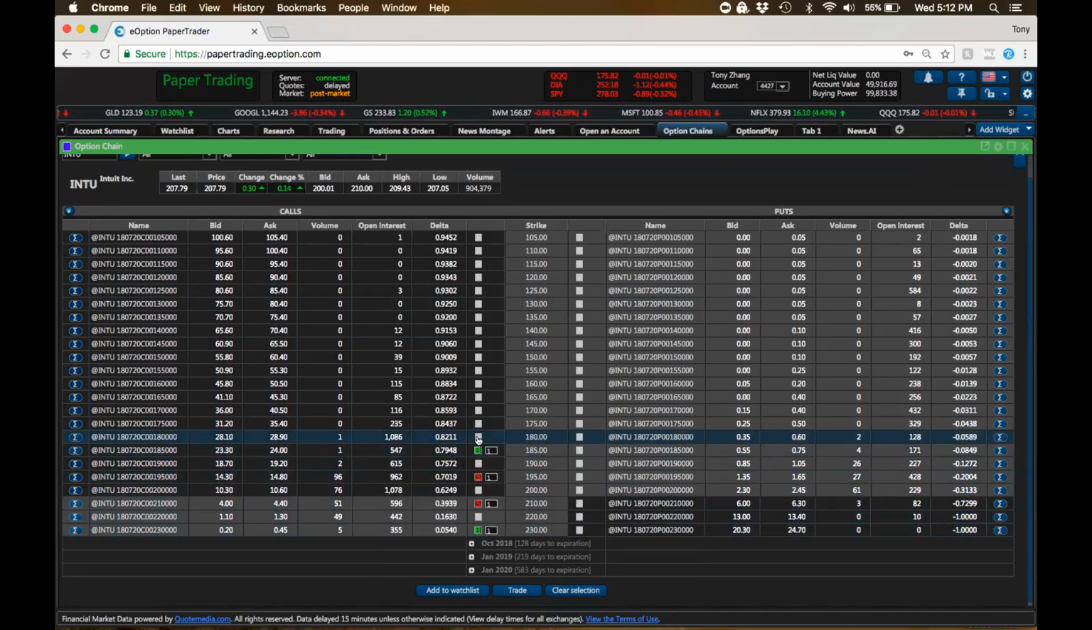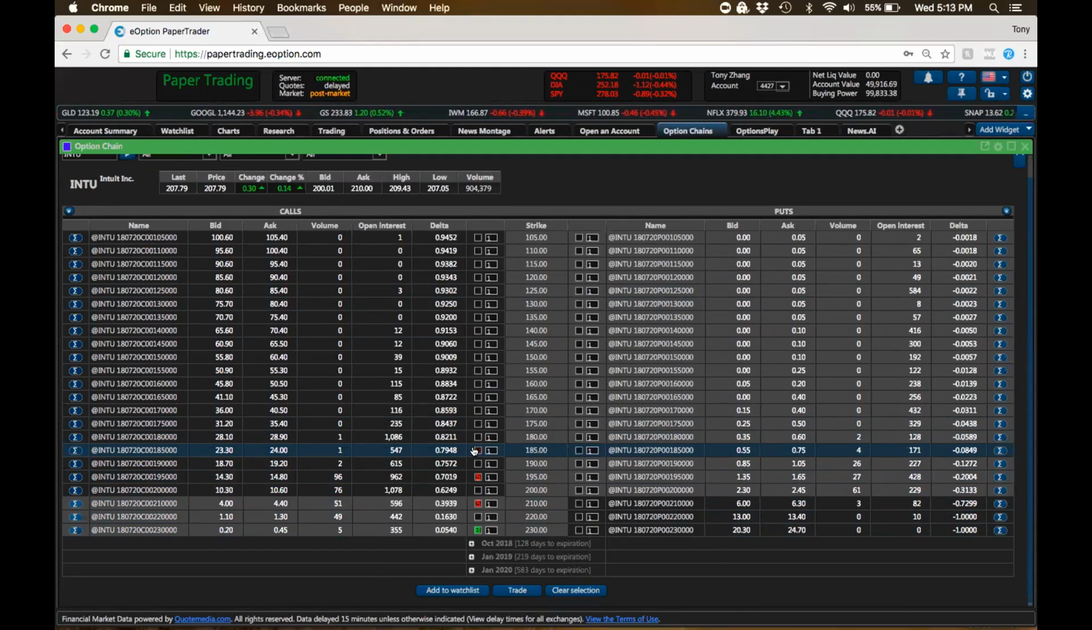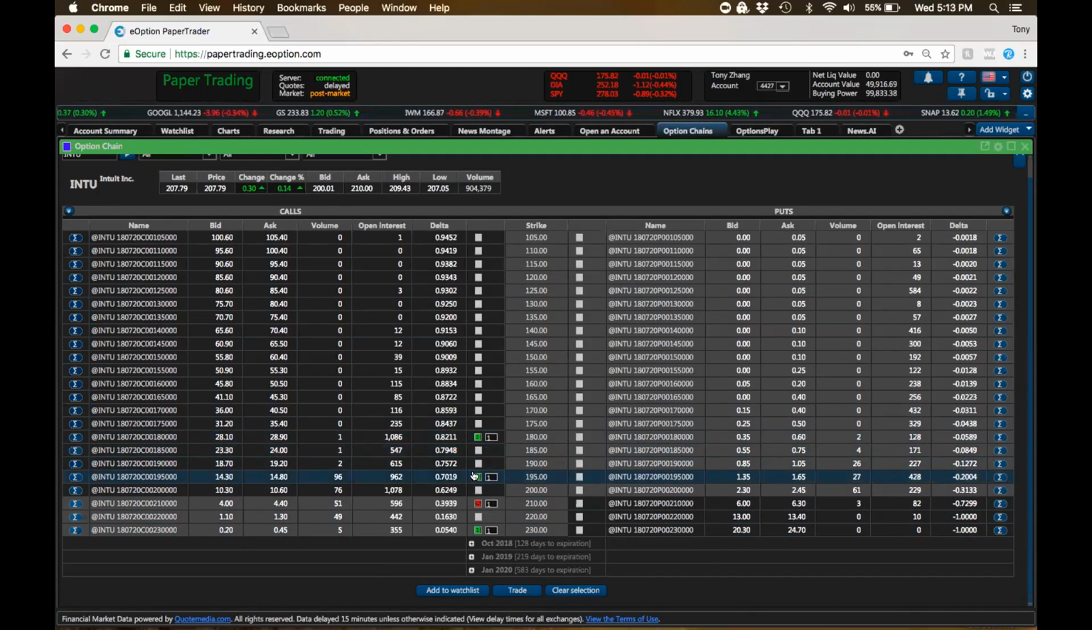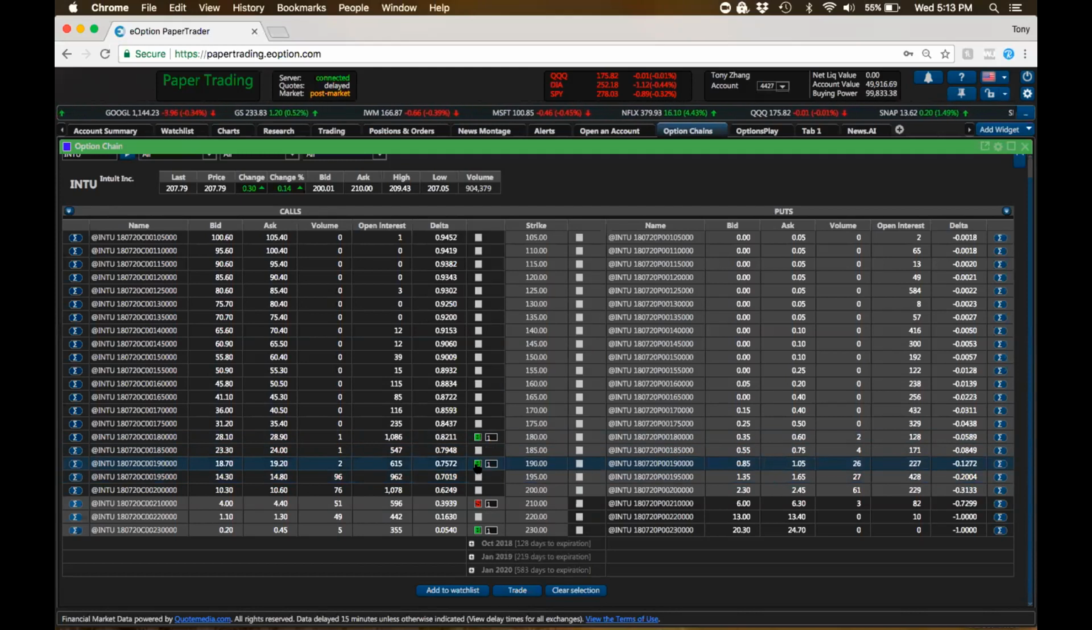Then I've got to buy this one. Well, first I've got to uncheck these. Then I've got to buy this one. Then I've got to uncheck that one. Then I've got to buy that one. So there's a lot of manual clicking to move all the strikes up or down one using the chains.